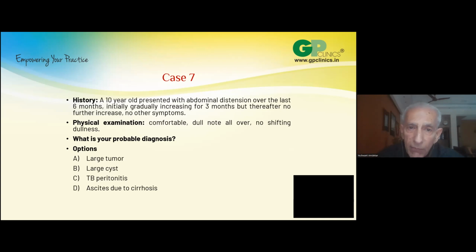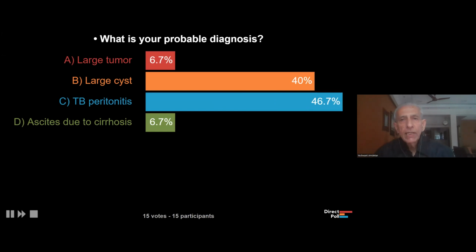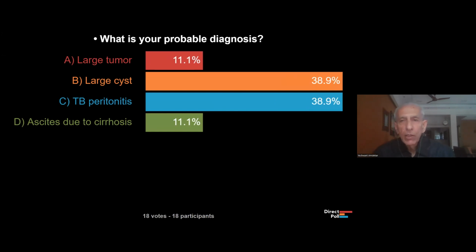Physical examination showed a very comfortable child, dull note all over the abdomen. There is no shifting dullness. Now your options are large tumor, large cysts, TB peritonitis, or ascites due to cirrhosis. Your time starts now. Very good. I think most of you have reasonably got a right answer.